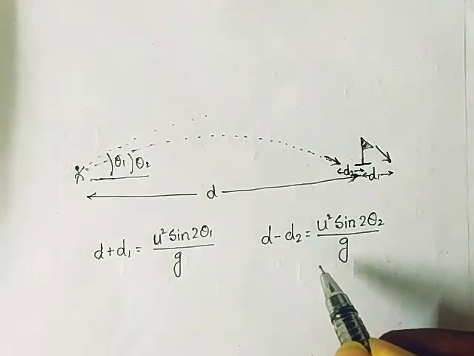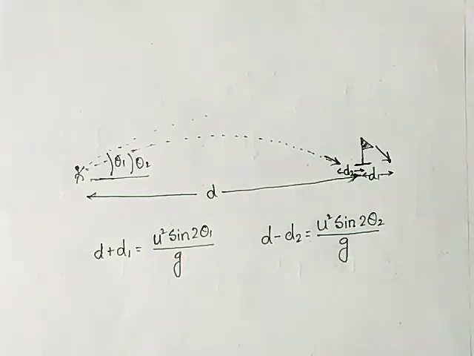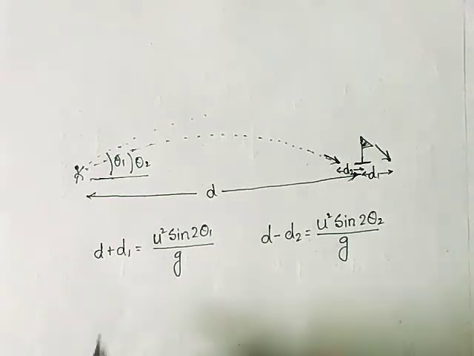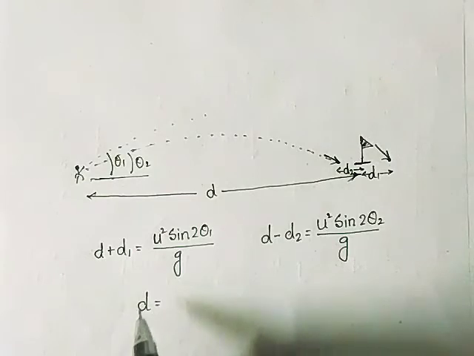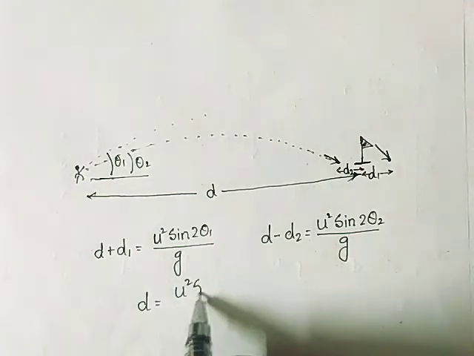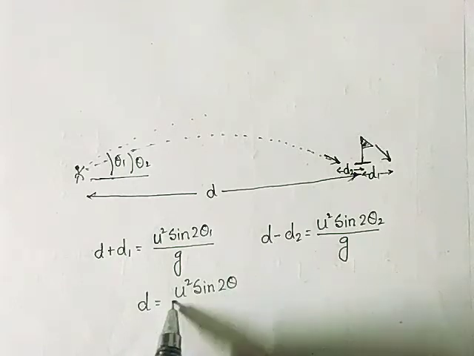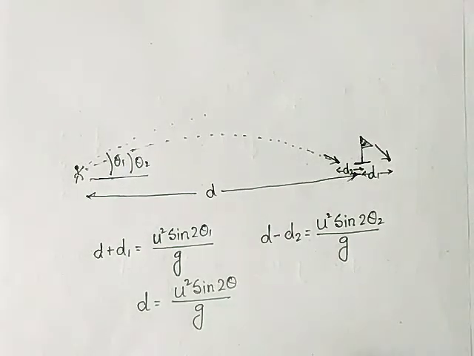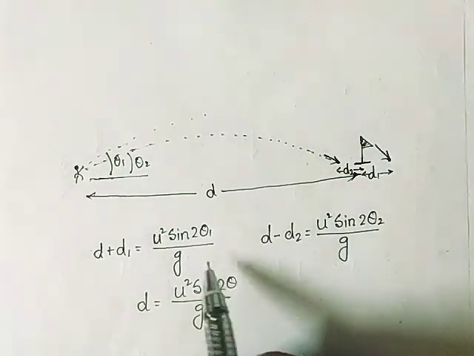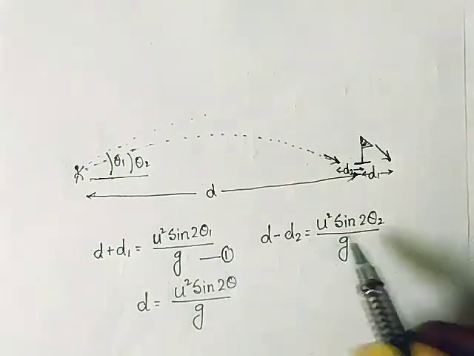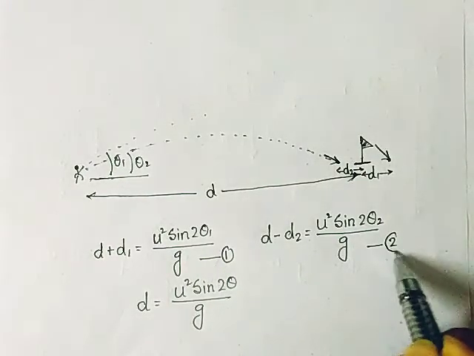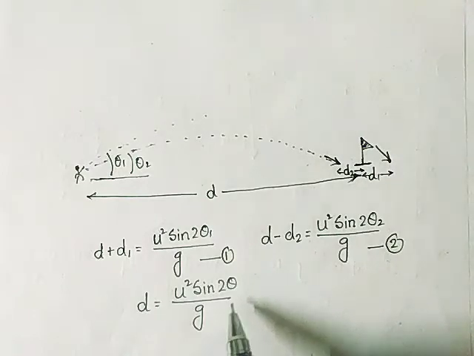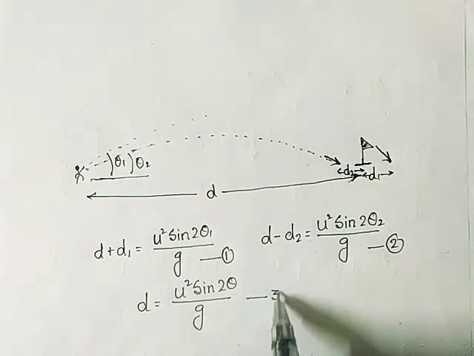So these are the two things. But if we want to hit that target, then the range should be d, and at that time it should be u square sine 2 theta divided by g. From here we have to find out this angle theta. Let us give names to these equations. For the first case, this is equation 1. For the second case, equation 2. And the actual throwing, when it hits the target, is equation 3.